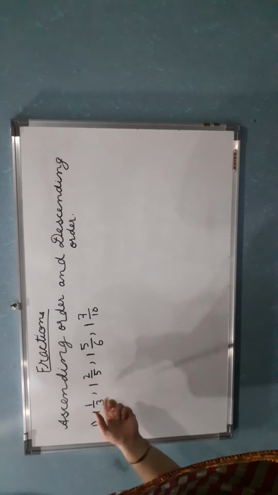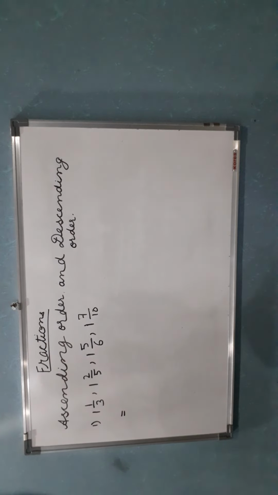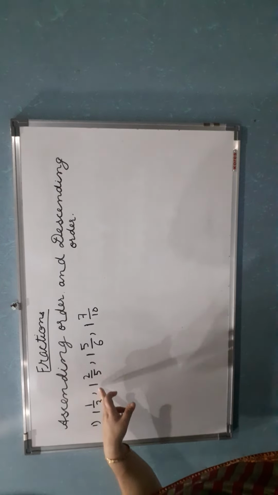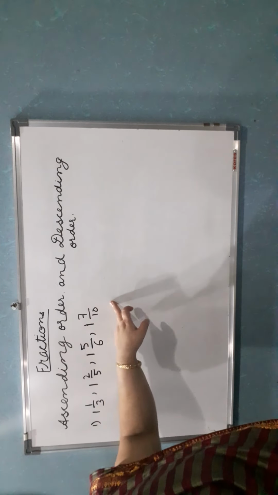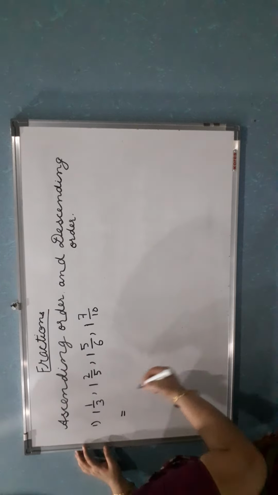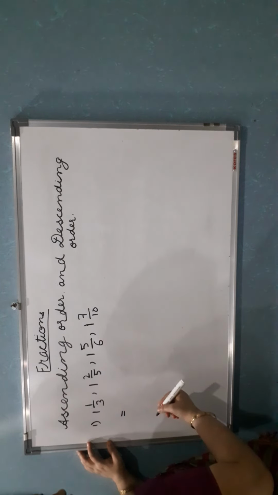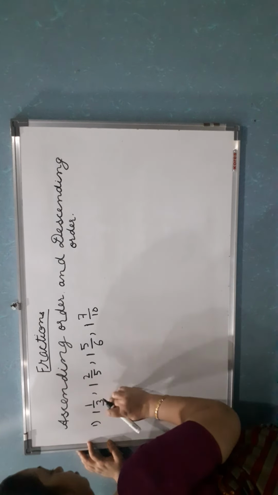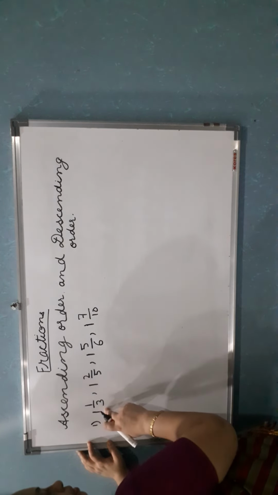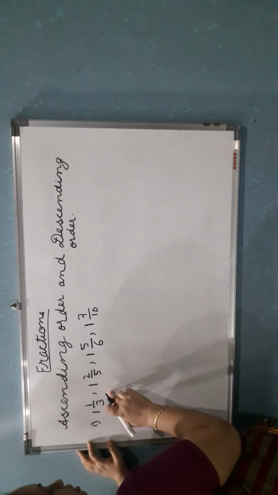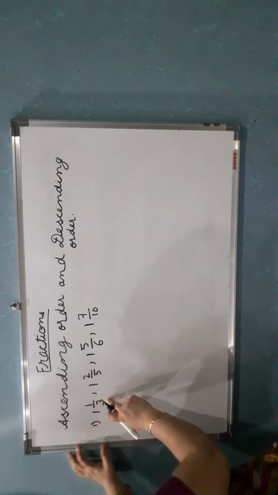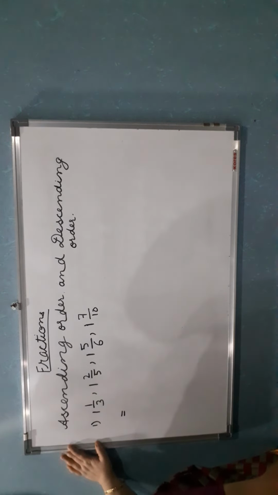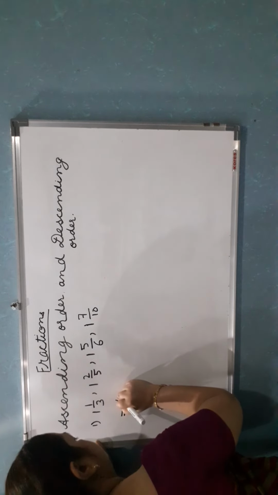Now look here, how will you find ascending order and descending order? This is the mixed fractions you have been given: 1 1 by 3, 1 2 by 5, 1 5 by 6 and 1 7 by 10. So let us first convert them into improper fractions. How will you convert a mixed fraction? 3 ones are 3, then plus 1, this is 4.